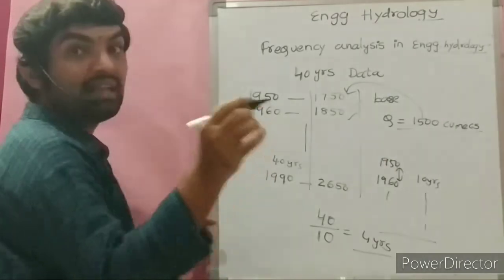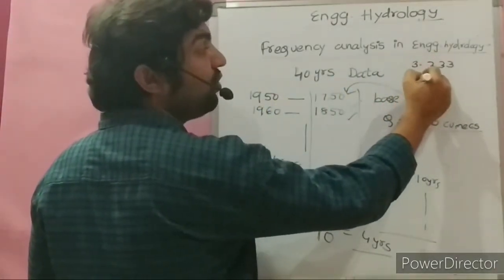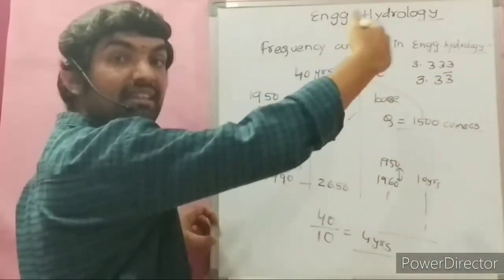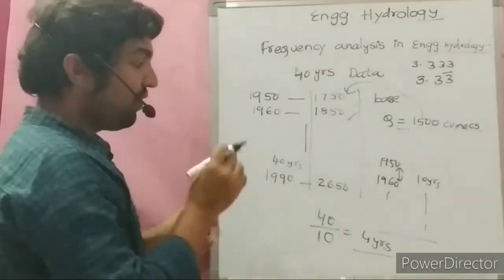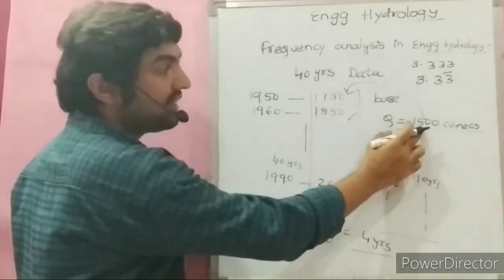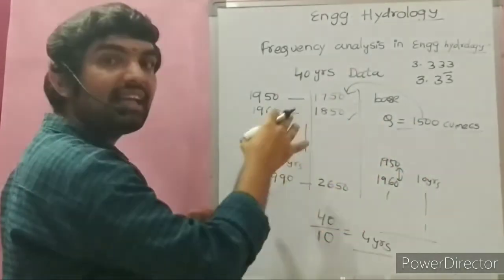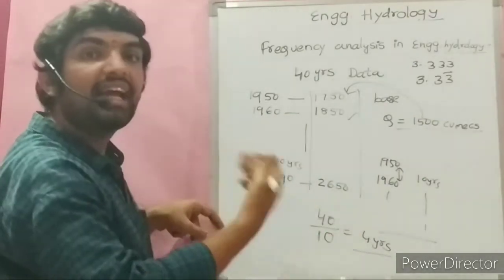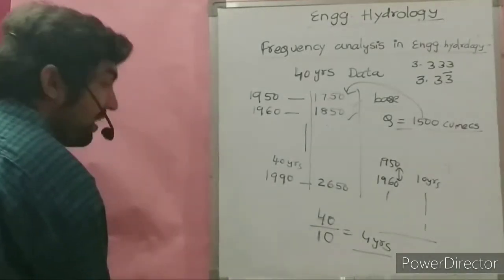See, in mathematics we study 3.333, what we write as 3.3 bar. Here the bar indicates recurring, meaning it is occurring every time, 333 like that. So, a flood of magnitude 1500 cumecs is equaled or exceeded, on an average, once for every 4 years. It is repeating. So, this is called the recurrence interval concept.